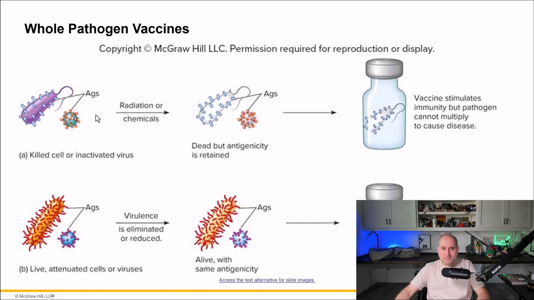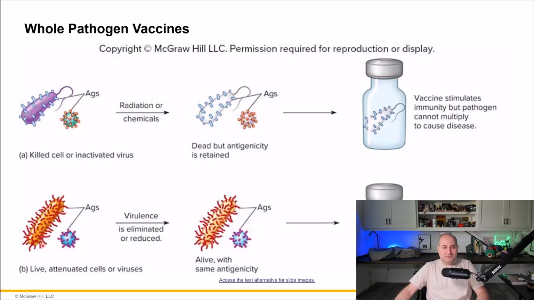So at the top here, you can see what they do with killed cells or inactivated viruses. They take cells or viruses and they radiate them or chemically treat them. And now they're dead or they're denatured, but their antigenicity is retained. So those surface proteins are still there, right? Those surface proteins, those antigens are still present, and that's what's included in the vaccine.